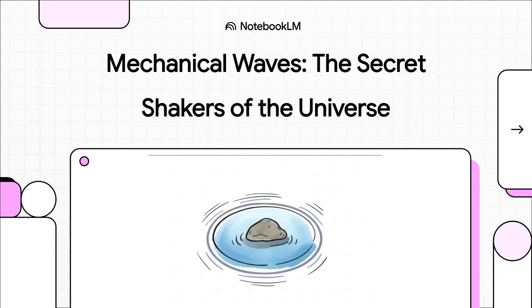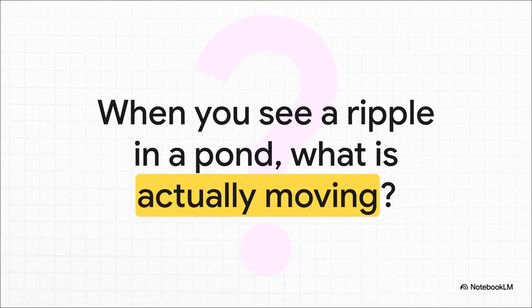You've seen it 1,000 times, right? A stone hits a calm pond, and these beautiful ripples spread out. It seems so simple, but what's really happening in that water is a secret that explains how energy moves all around us, from the quietest sound to the shaking of the entire planet. So let me ask you this.